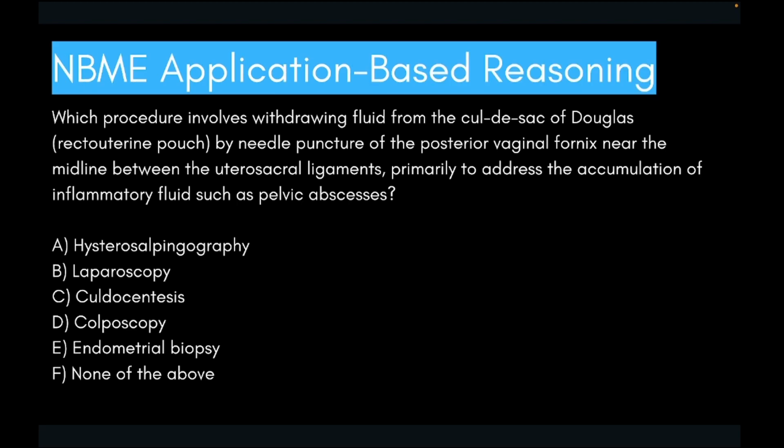Which procedure involves withdrawing fluid from the cul-de-sac of Douglas, known as the rectouterine pouch, by needle puncture of the posterior vaginal fornix near the midline between the uterosacral ligaments, primarily to address the accumulation of inflammatory fluid such as pelvic abscesses? I'm going to give you less time on this since pretty first order, but I'll still give time.